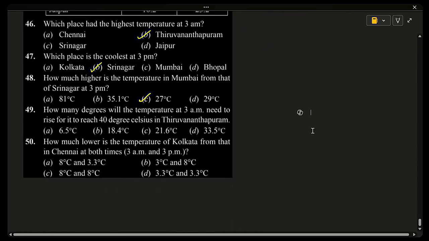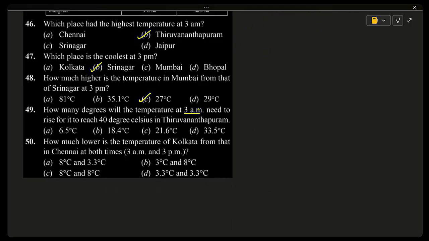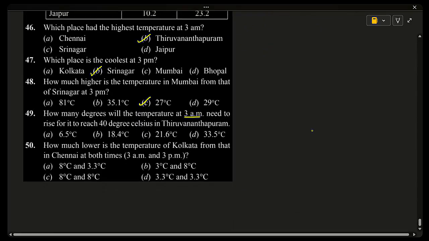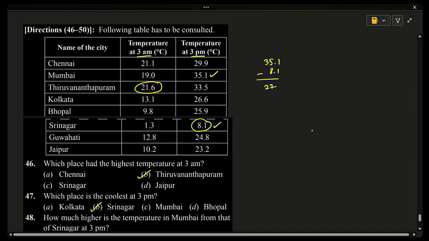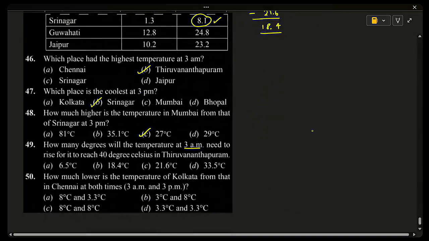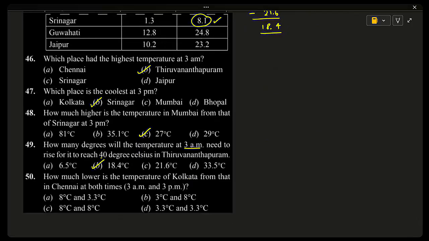49. How many degrees will the temperature at 3 a.m. need to rise for it to reach 40 degrees Celsius in Thiruvananthapuram? The 3 a.m. temperature in Thiruvananthapuram is 21.6. We want 21.6 to become 40. How much rise? So from 40.0, you subtract 21.6. You'll get 10 minus 6 is 4, 9 minus 1 is 8, and 3 minus 2 is 1. 18.4 degrees has to be raised. That is option B.